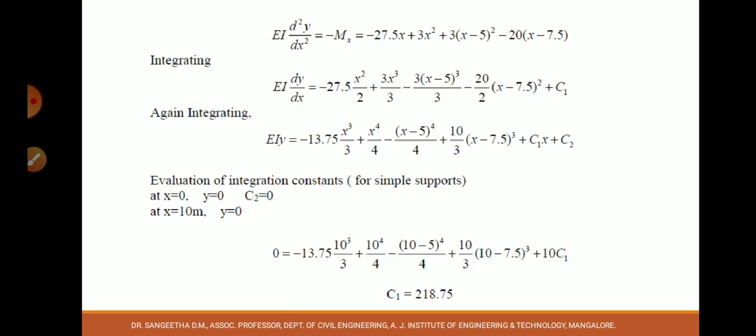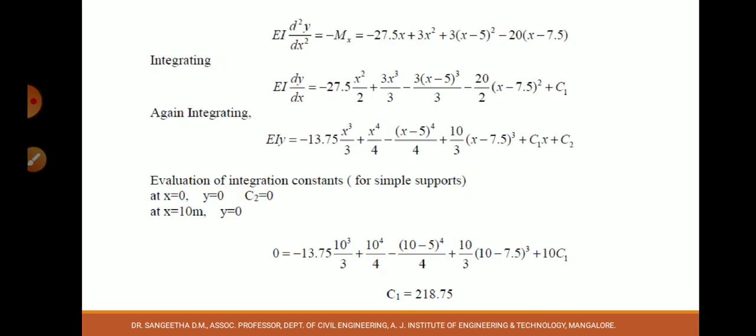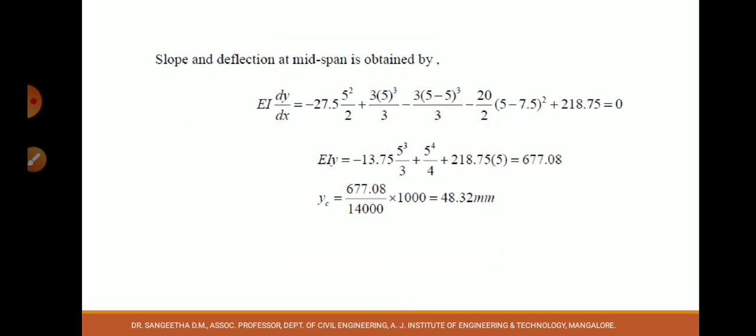And as the beam is simply supported, at x is equal to 0, y is 0, and at x is equal to 10 meter, y is 0. That is the boundary condition. Substitute and find out what is C1, what is C2. C2 is found to be 0, C1 is 218.75. Substituting in the relation, you will have the final expression.